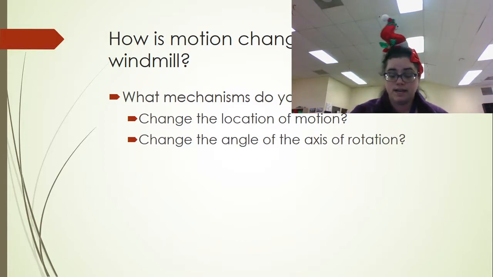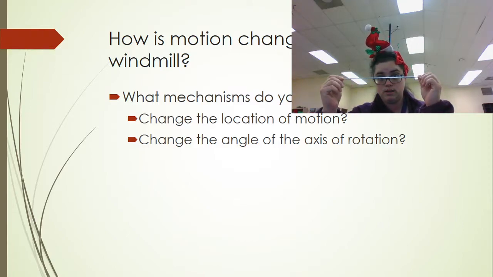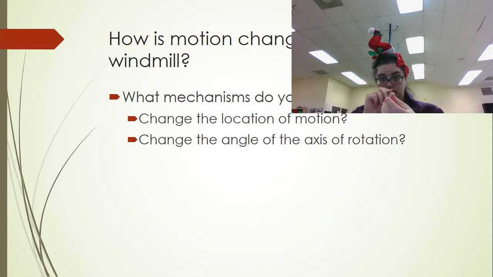How do you change the angle of the axis of rotation? You can use the worm and wheel, because the worm goes around this way, but it turns a wheel perpendicular like that. You can also use 2 bevel gears.